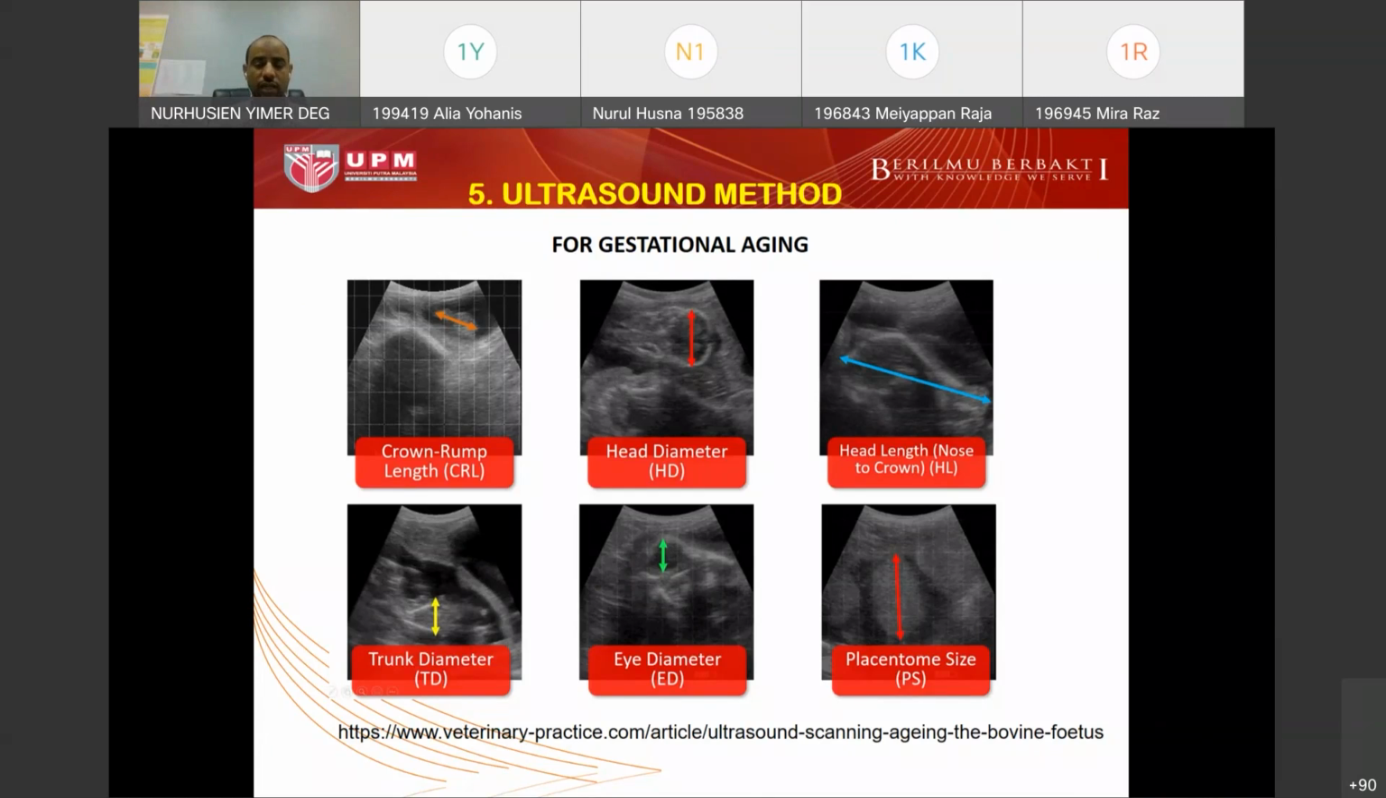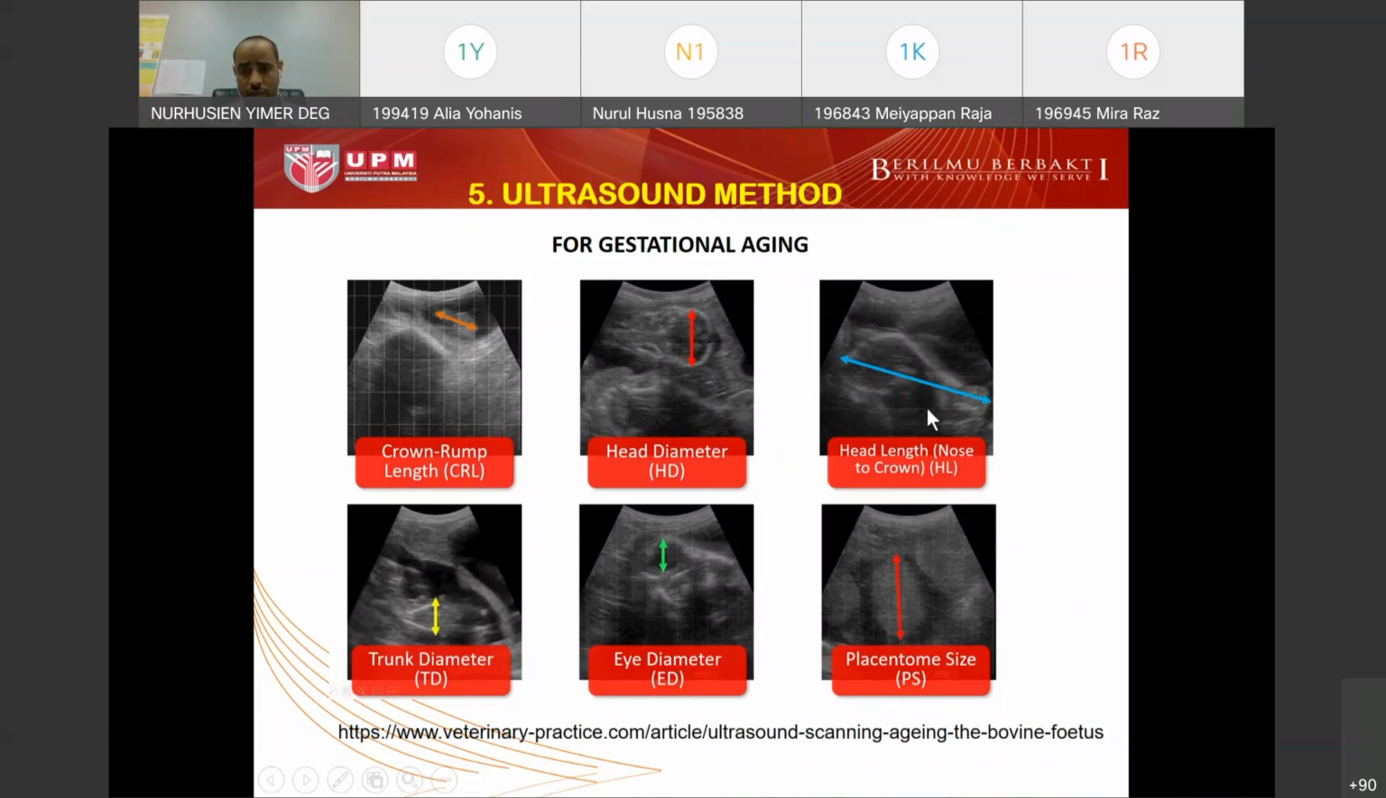But by using ultrasound, you can have a better opportunity to estimate the stage of pregnancy with relatively much better accuracy compared to that of the transrectal palpation method. So here there are many different parameters that can be measured and can be used to estimate the stage of pregnancy. So this includes the CRL, which is the crown rump length, the length from the head up to the tail of the body of the fetus. And this is the head diameter, all right? This is the head diameter, which is also known as the biparietal diameter, BPD.